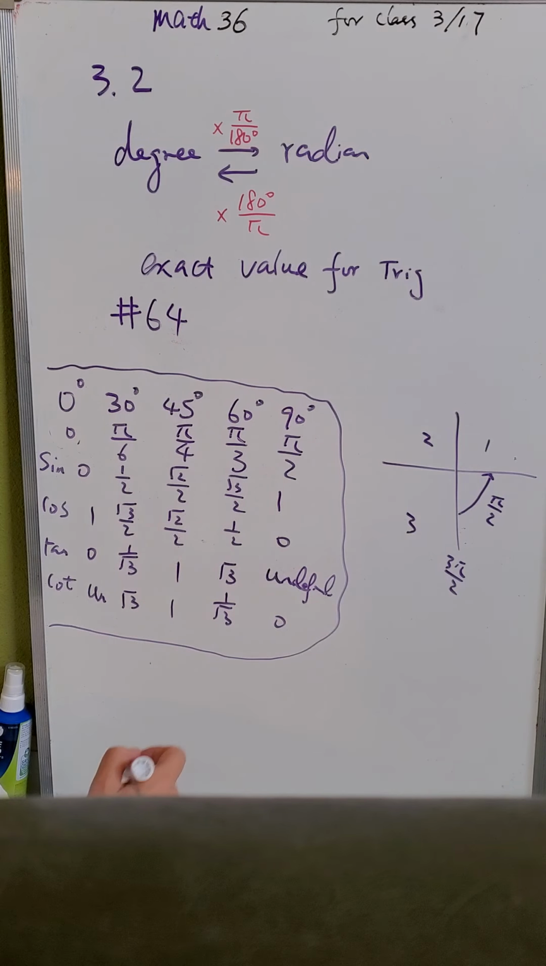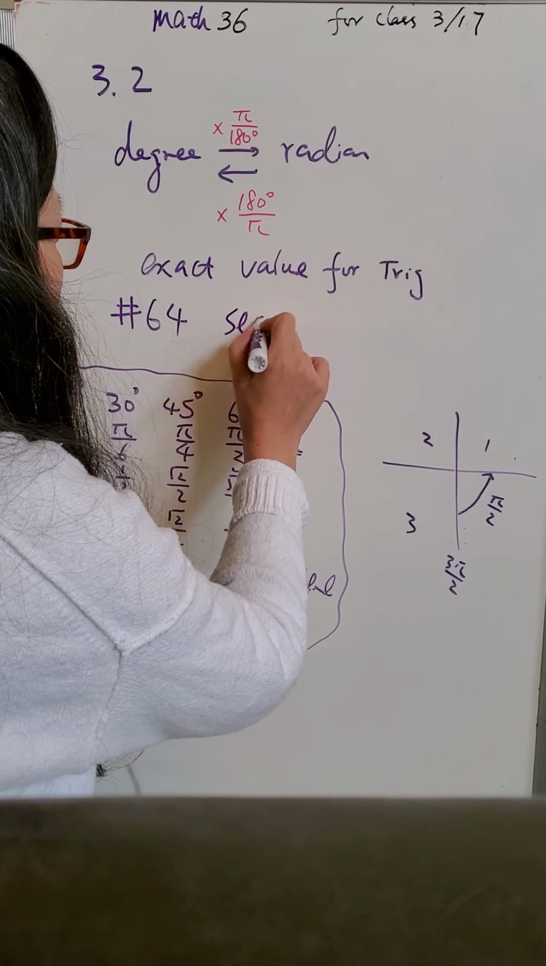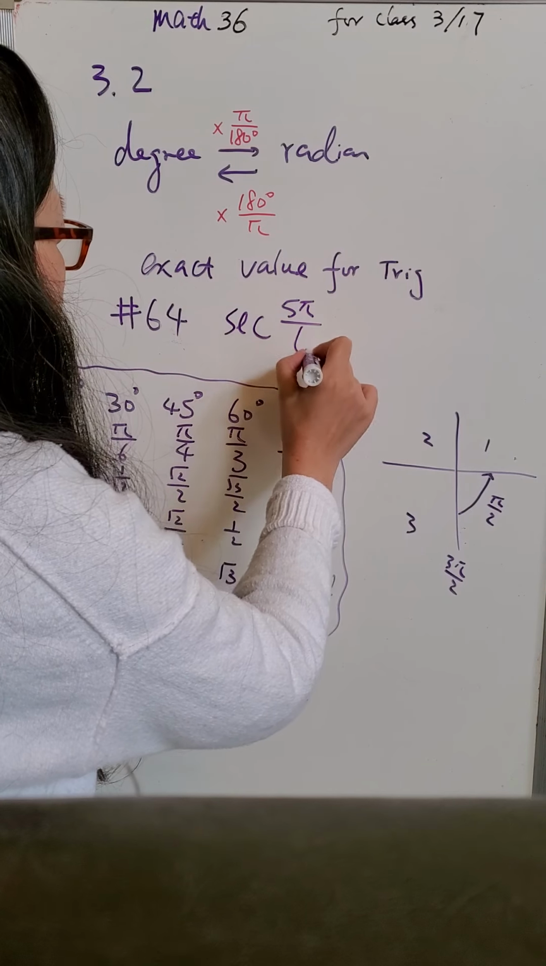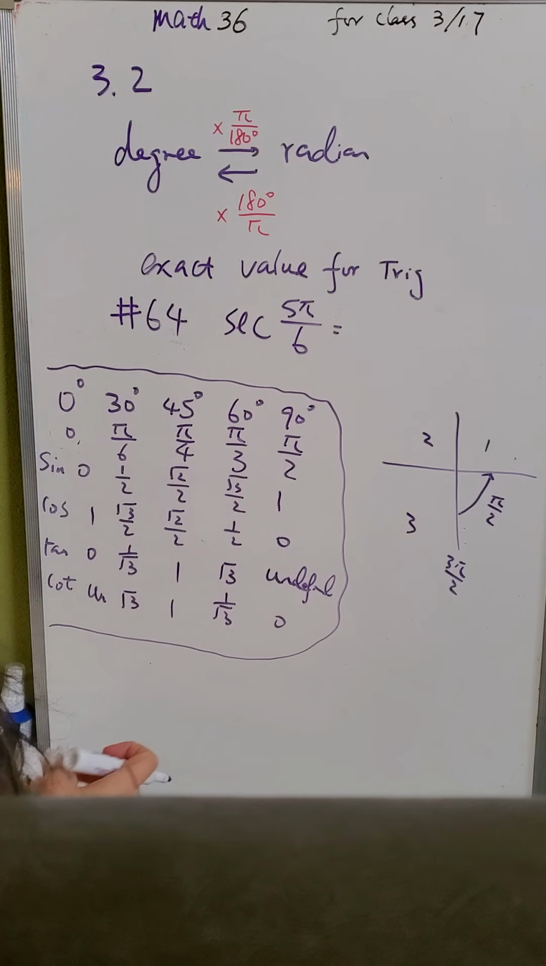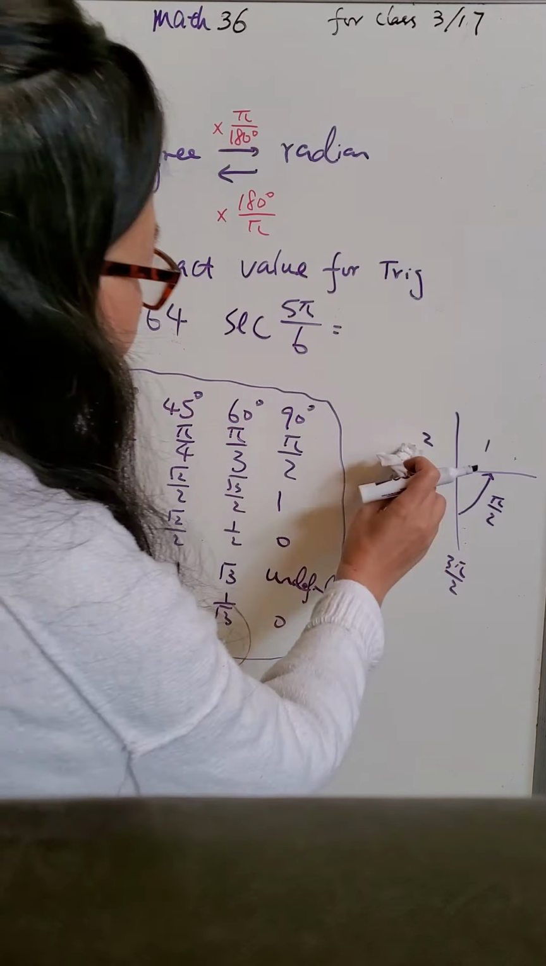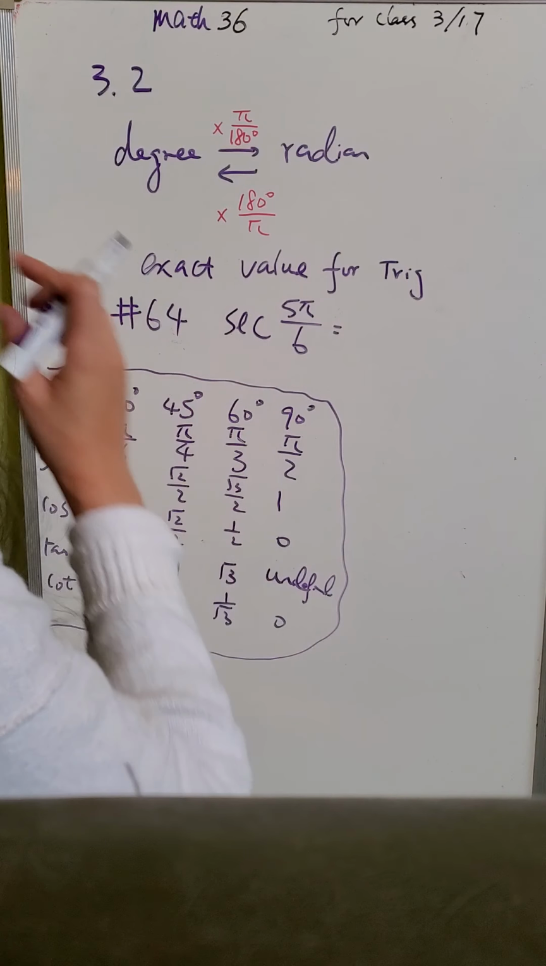They ask for secant 5π/6. And we do the same thing. They say 6, that means you're going to divide this picture, divide the π by 6 parts.